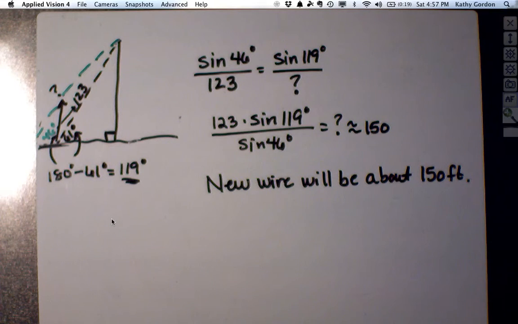So, in your homework, you'll be doing some problems like our first two, where you're just given 3 of the measurements of a triangle and you need to find the other 3. And then you have a few problems where you're using the law of sines in application situations to see if you can find the missing piece to answer the question.